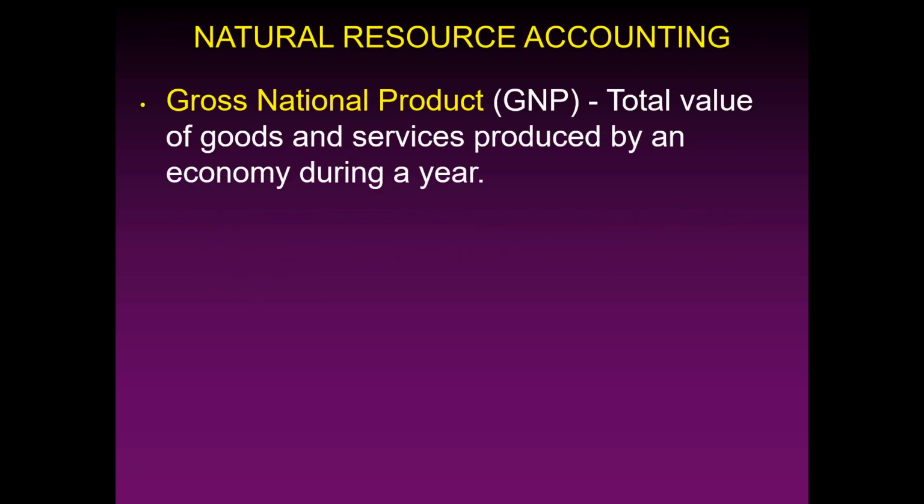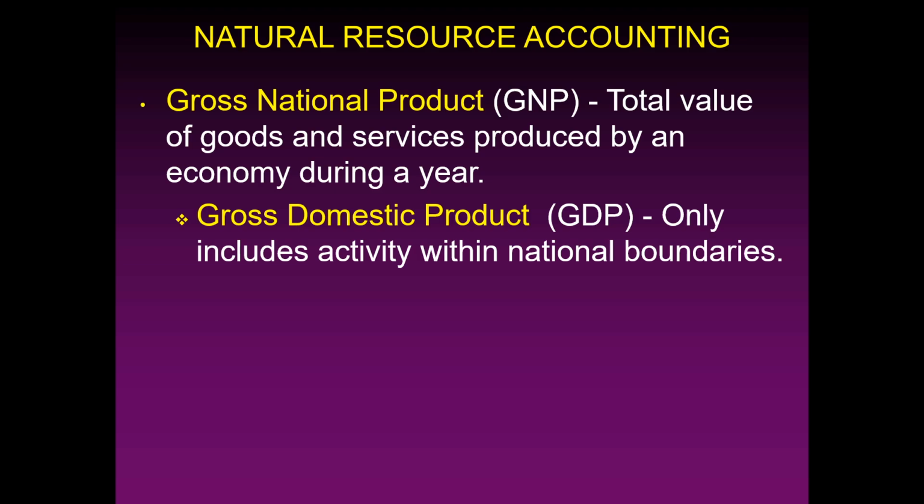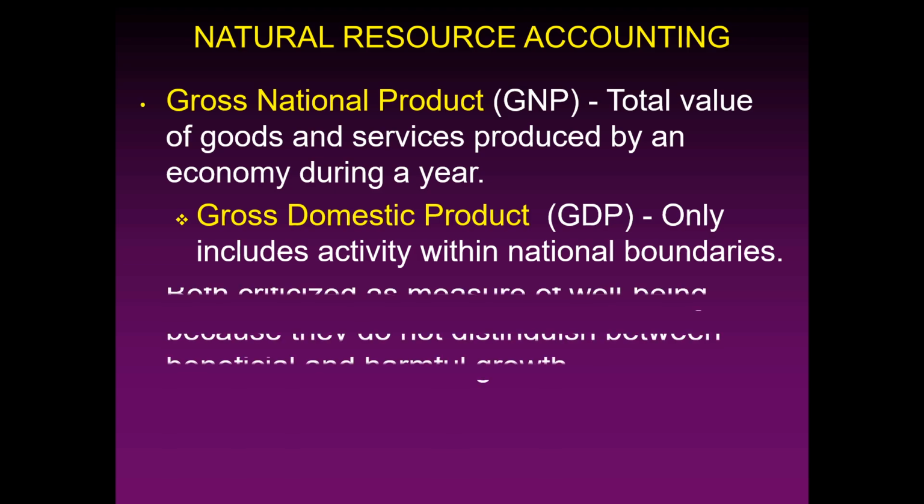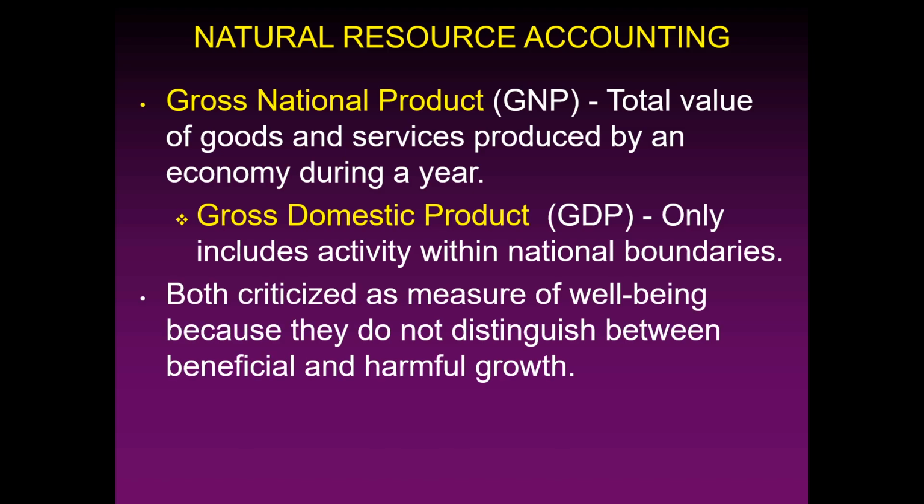So natural resource accounting. Gross national product, or GNP, is the total value of goods and services provided by an economy in 1 year. Gross domestic product, or GDP, only includes activities within national boundaries. Both are criticized as measures of well-being, and they do not necessarily distinguish between beneficial and harmful growth. So when you look at GDP, China has a very high GDP, but we all know about their human rights violations and things like that.